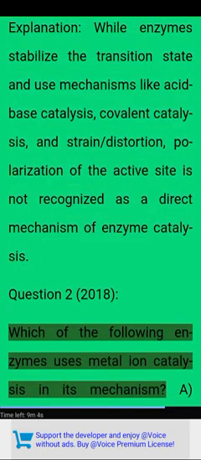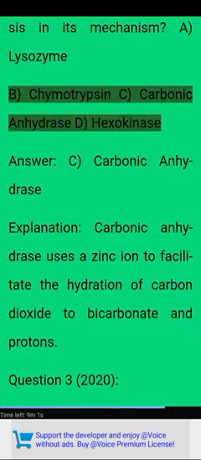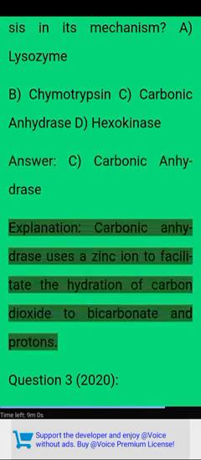Question 2, 2018. Which of the following enzymes uses metal ion catalysis in its mechanism? A. Lysozyme. B. Chymotrypsin. C. Carbonic anhydrase. D. Hexokinase. Answer: C. Carbonic anhydrase. Explanation: carbonic anhydrase uses a zinc ion to facilitate the hydration of carbon dioxide to bicarbonate and protons.